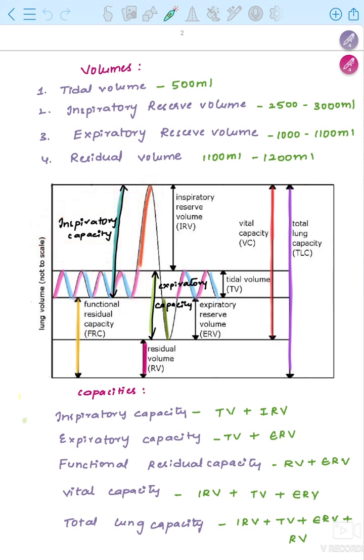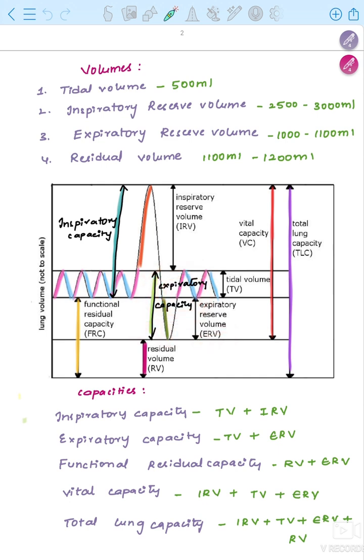What is expiratory capacity? It is the maximum volume of air which can be expired by the lung. After normal inspiration has taken place, the normal volume of air, that is tidal volume, is expired, and the additional volume of air expired forcefully, the expiratory reserve volume, together are known as expiratory capacity.